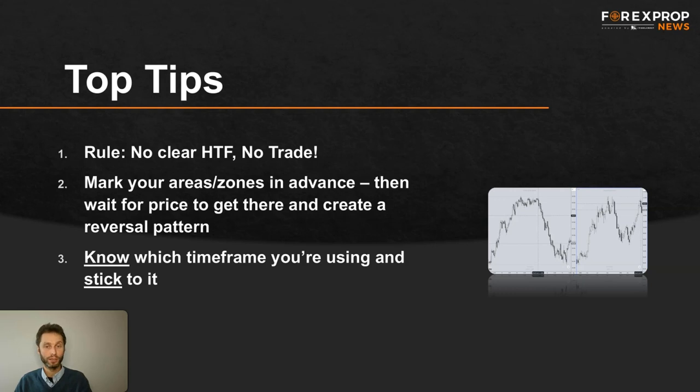Next, just mark your areas or zones in advance and then wait for the price to get there and create a reversal pattern. So if you've got a trending market and you're expecting a retracement, let's say this is your zone or area that's interesting to you. Wait for the price to reach that area. You're not trading here. You're not trading here. You're only trading inside of this area. And then you know that this is your point of focus and this is what you're going to target.